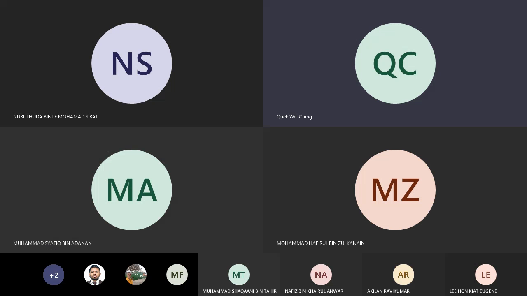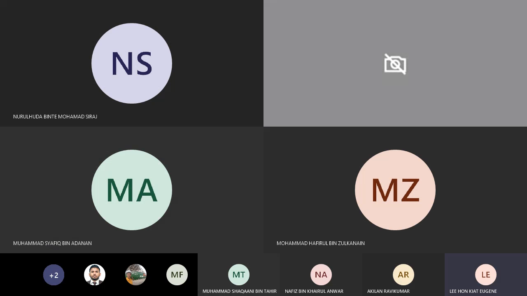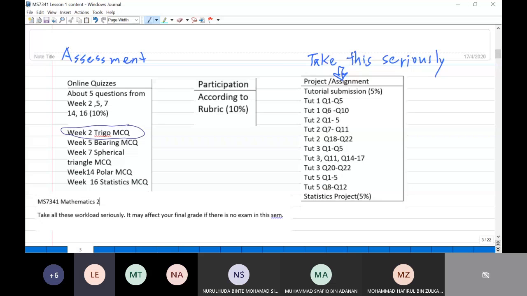Because in class then we will waste a lot of time. Okay, so you do it in week 2. The topic is Trigo MCQ. Then the participation is basically marking attendance and seeing whether you respond or not, or whether you ask questions or not. And then the last thing is a tutorial.